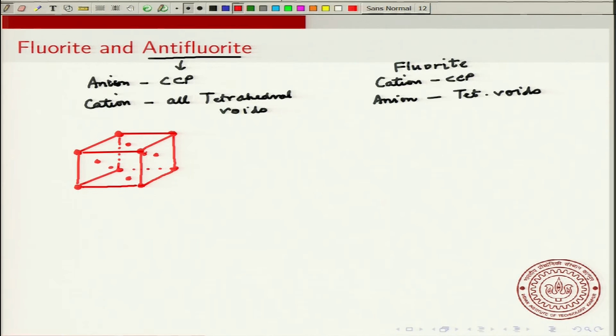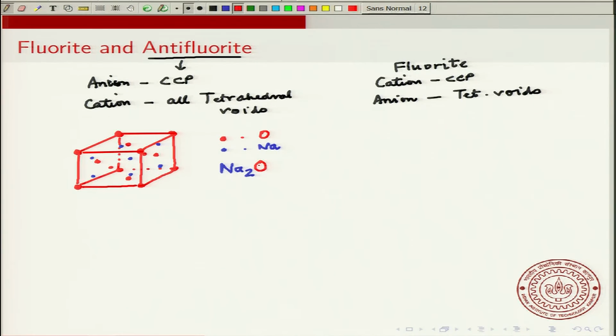Okay, so the stoichiometry of these fluoride compounds will be AX2. So all the tetrahedral voids are occupied. For example, this could be Na2O. So this could be oxygen, and this blue could be sodium. Okay, so this is Na2O. The stoichiometry, as I said, has to be 2 cations to 1 anion.